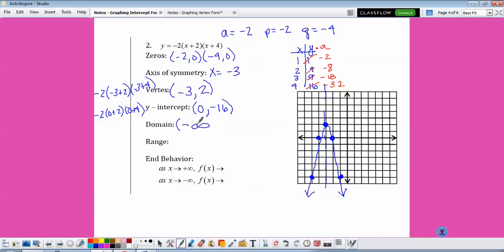Domain is still -infinity to infinity. Range, the arrows are pointing down, so we're going to start with -infinity. The top is at 2. And since the arrows are pointing down, both my end behaviors are going towards -infinity.